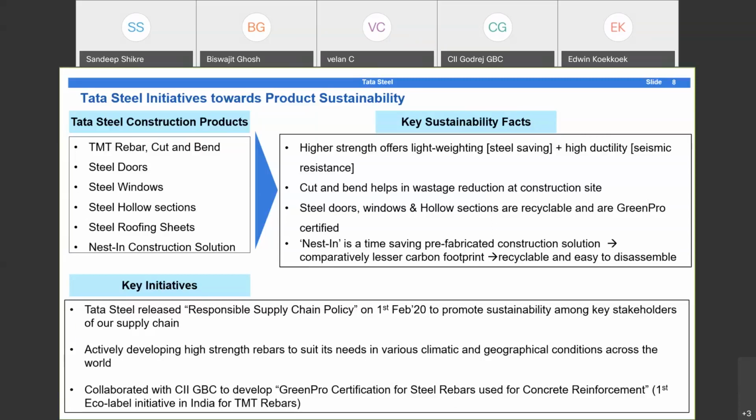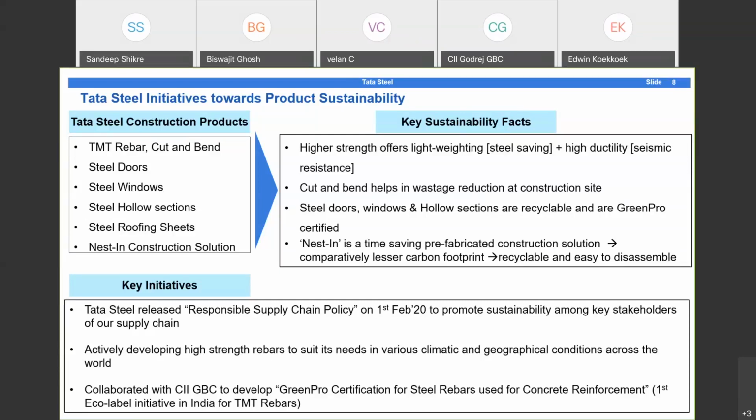The main facts are that higher strength offers lighter steel saving and high ductility for seismic resistance, and reduction at construction site. Steel doors, windows, and hollow sections are very easily recyclable and are GreenPro certified. Next, the prefabricated construction solution also has a comparatively lesser carbon footprint and is recyclable and easy to disassemble. The key initiatives that Tata Steel has been undertaking and recently is continuing for its vendors and supply partners, in February 2020, is to promote sustainability among key stakeholders of our supply chain.